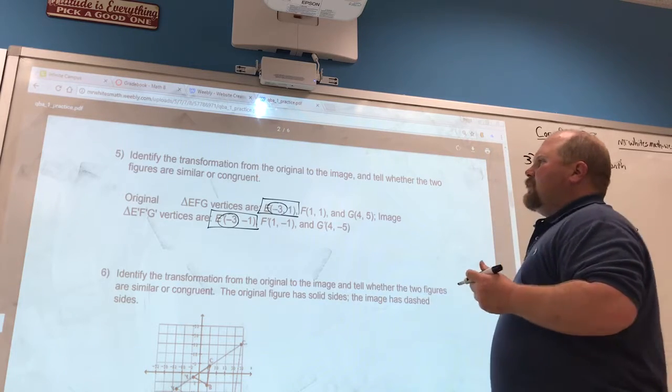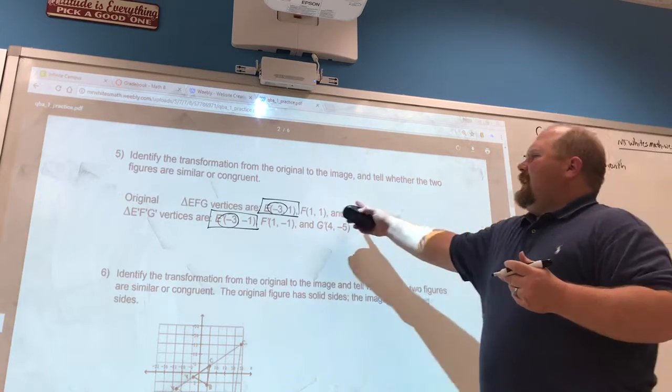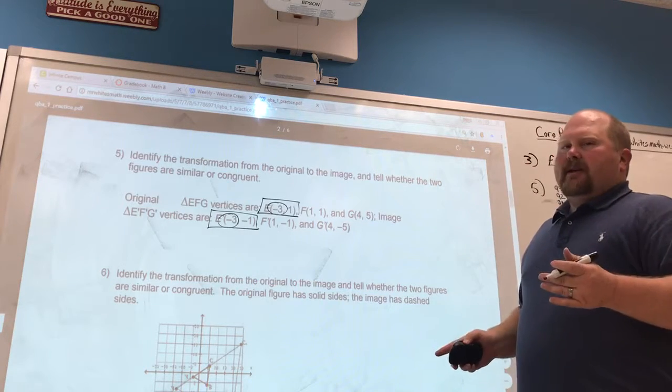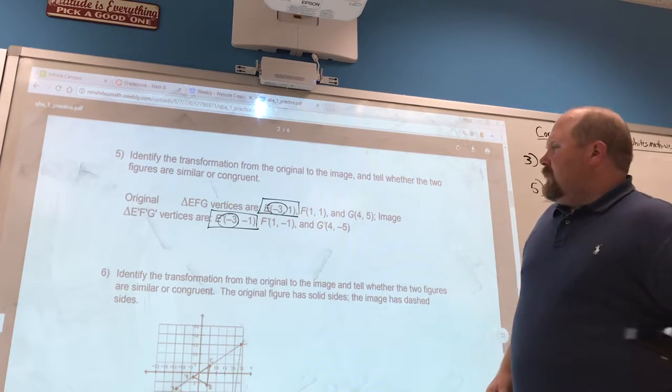So the answer to this would be a reflection across the x, and they would be congruent. They did not change size or shape. They would be congruent.